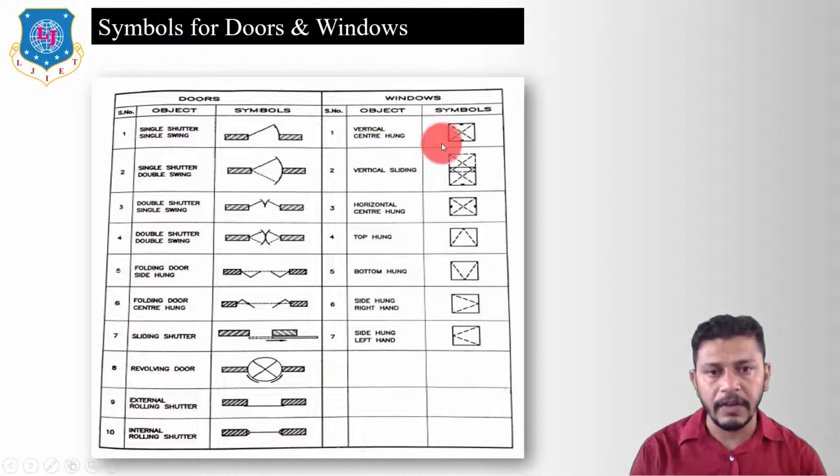So the vertical center hung window will be shown by this symbol. Vertical sliding is shown by this symbol. Horizontal center hung, so the symbol for the horizontal center hung window will be like this. Top hung, okay, so the symbol for the top hung window is like this. Bottom hung. Side hung right hand, so side hung right hand type windows, and side hung left hand side windows. Okay, so these are the symbols for the doors and windows.